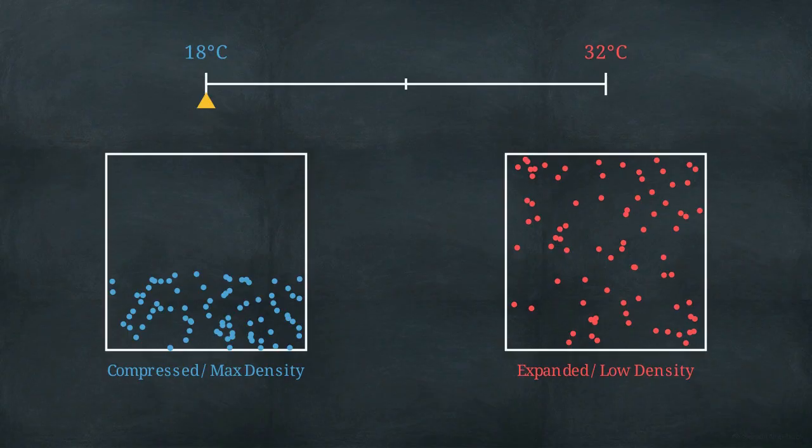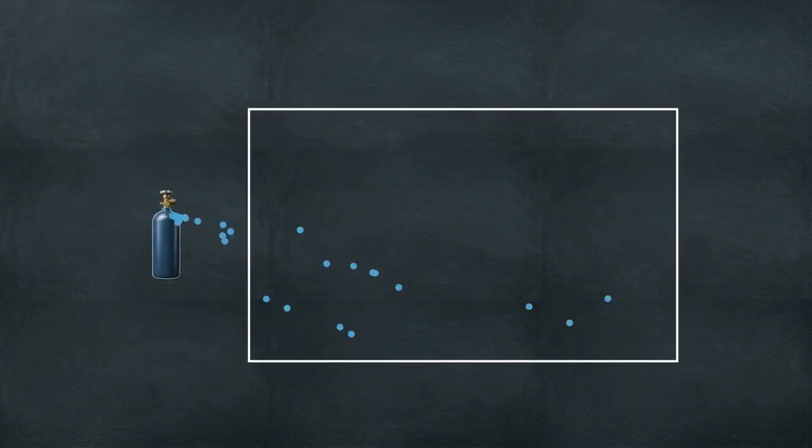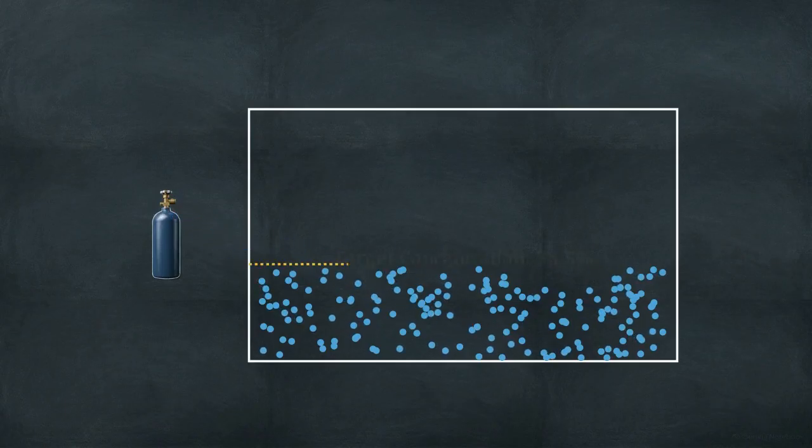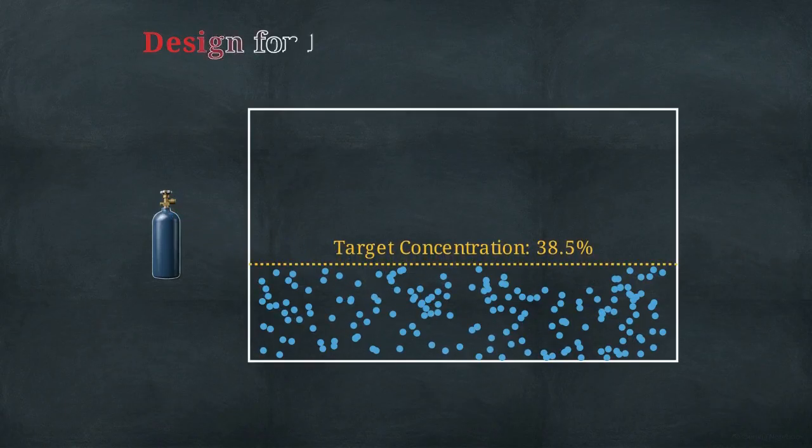We size the total required agent mass based on the minimum room temperature. At 18 degrees, the air is cold and the gas density is at its highest. Designing for this state ensures the system holds enough physical mass to achieve the target concentration even when the gas is maximally compressed by the cold environment.